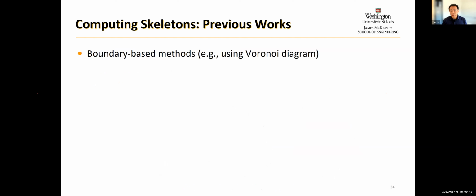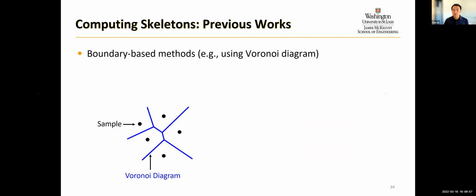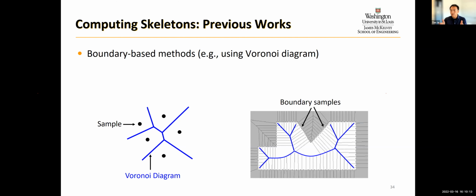The second class of methods use only information on the boundary of the shape. And these methods work using a concept called the Voronoi diagram, which is quite simple, and I'm going to explain here. Given samples in 2D or in 3D, the Voronoi diagram consists of all the locations or points that are closest to two or more samples, right? So those are in the middle of those sample points. And methods relying on Voronoi diagrams typically are variants of the following scheme.